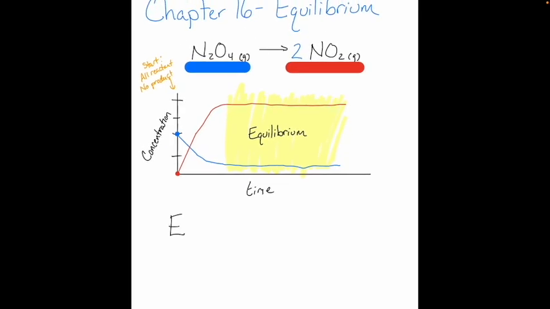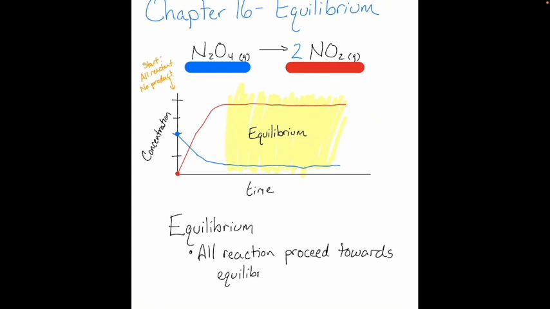Okay, so some notes that we can make about equilibrium in general. All reactions will proceed until they reach equilibrium. Right? So all reactions are occurring, and they're going to keep on occurring and keep on occurring until they get to this equilibrium region here. Okay, so the direction of all reactions is towards their equilibrium.